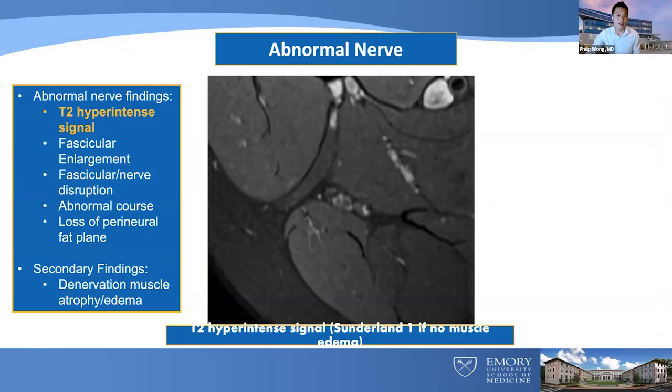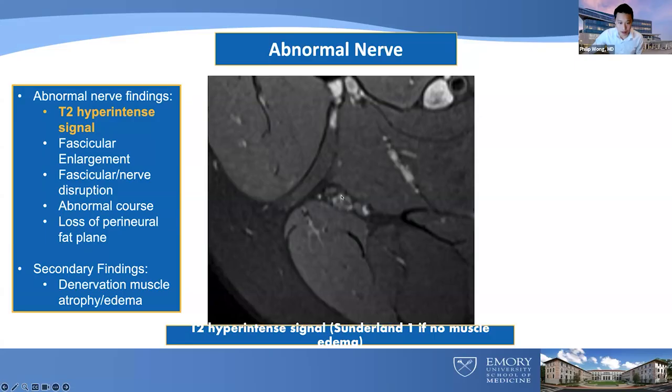So how do we grade it on MRI? The beauty of the Sunderland criteria is that it works really well with MRI. I know that this isn't the brachial plexus, but I'm using the sciatic nerve as an example to show you what we see with Sunderland nerve injury. So this is the sciatic nerve here, and this is abnormal nerve where you start to see first T2 hyperintense signal within the nerve fascicles.